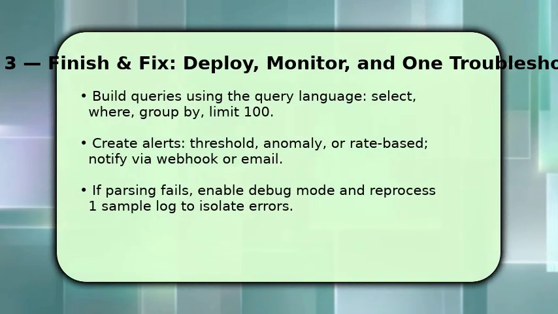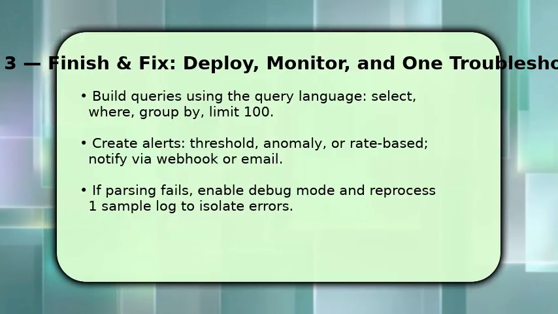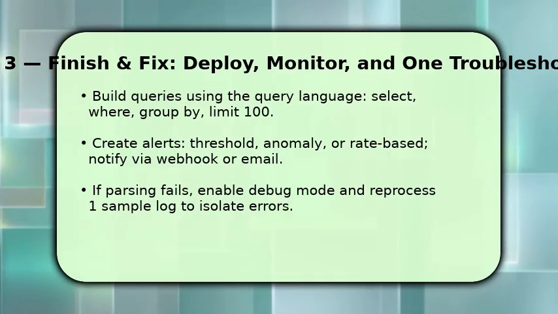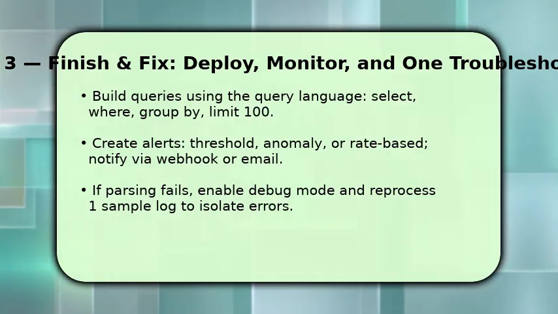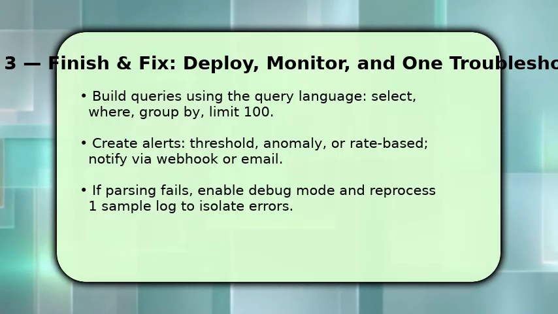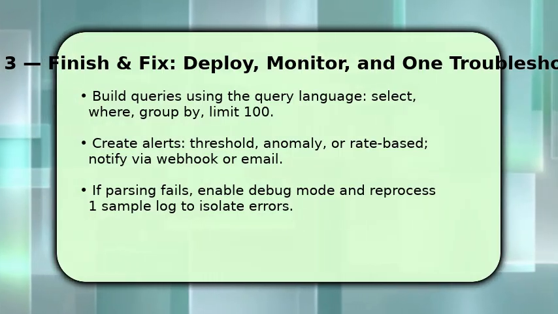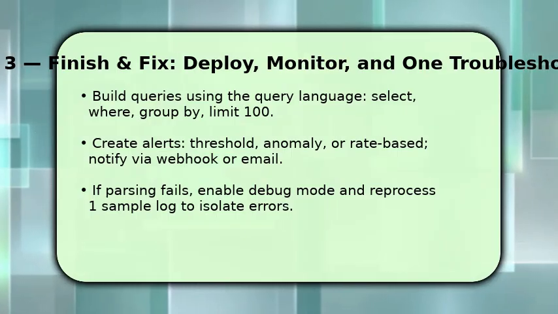Finish by querying, alerting, and dealing with problems quickly. Use the query language to select fields, filter with where clauses, group by tags, and limit results to 100 for quick checks. Next, set alert rules, threshold, anomaly, or rate-based, and route notifications to webhook or email so you catch issues early.